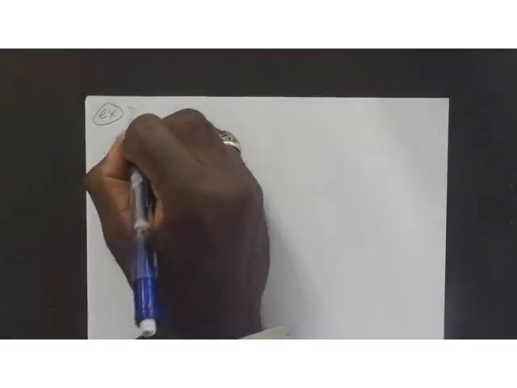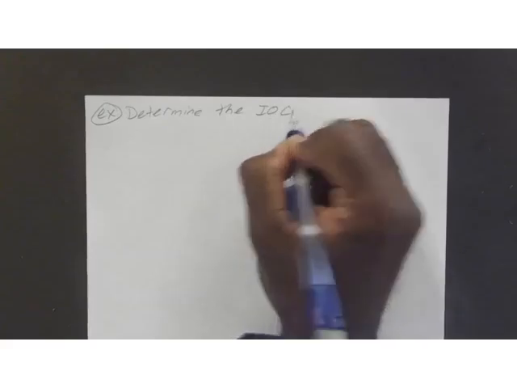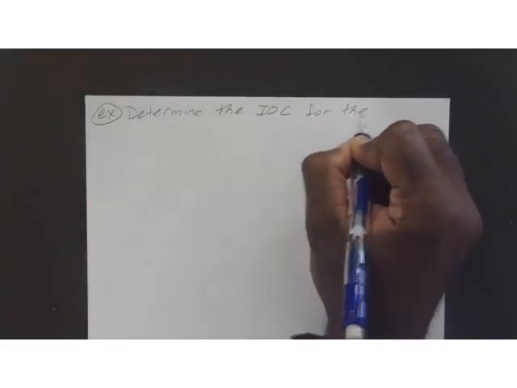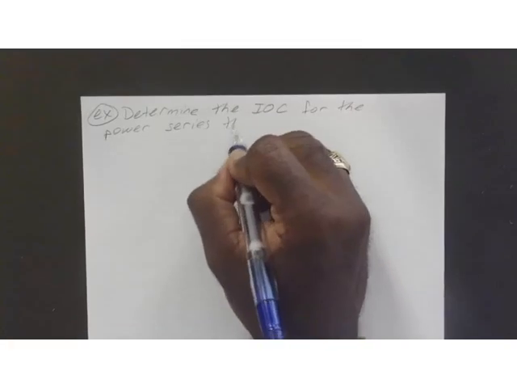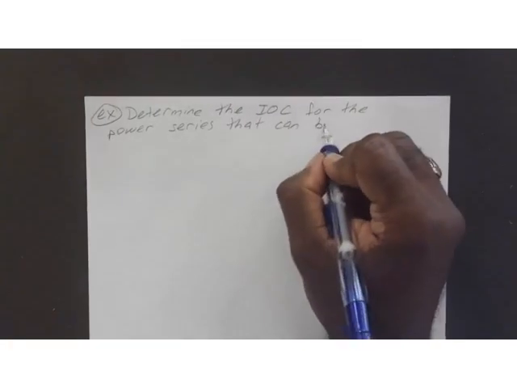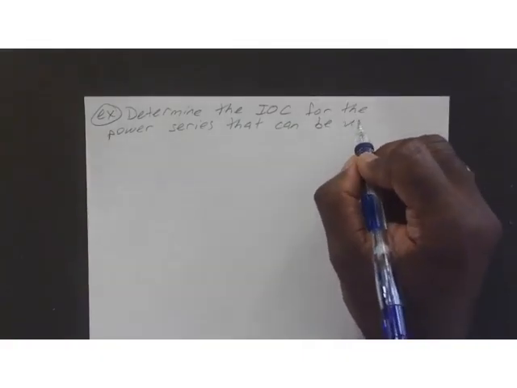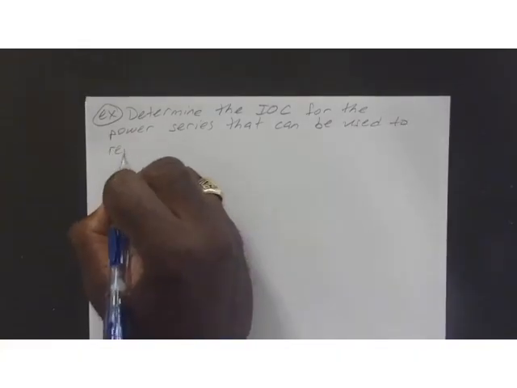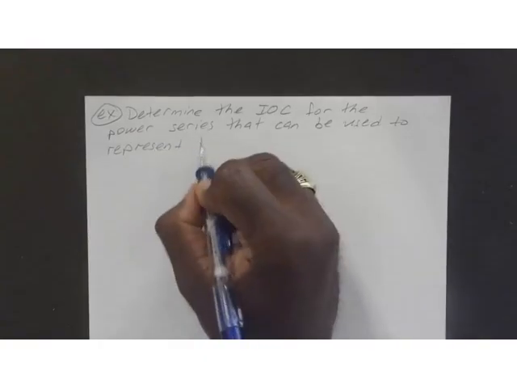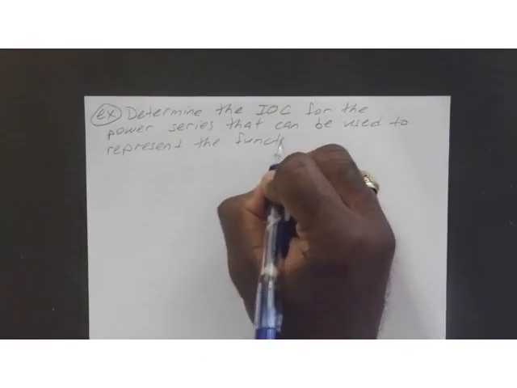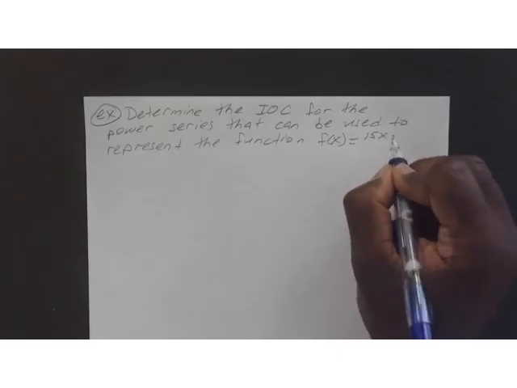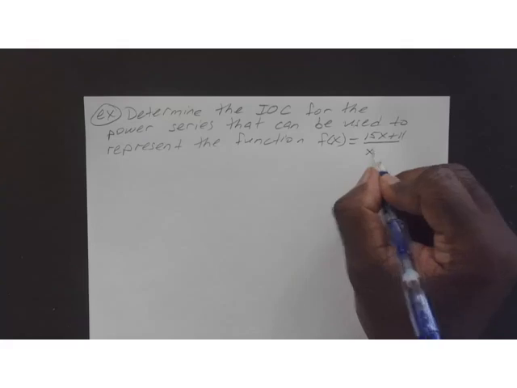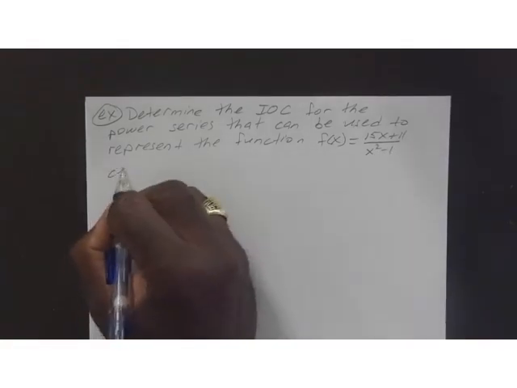Okay, so let's say we want to determine the interval of convergence for the power series that can be used to represent the function f of x is equal to 15x plus 11 divided by x squared minus 1, centered at 0.